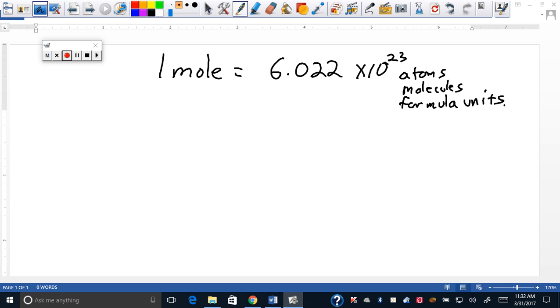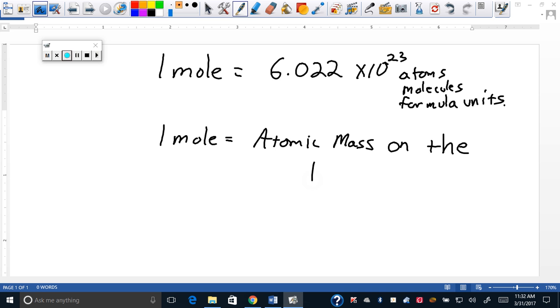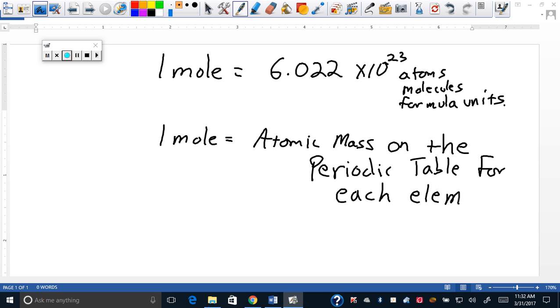Okay? Now, here's what it's also equal to. Are you ready? 1 mole is also equal to the atomic mass on the periodic table for each element. So each element has a little box. Okay? Let's put carbon here.